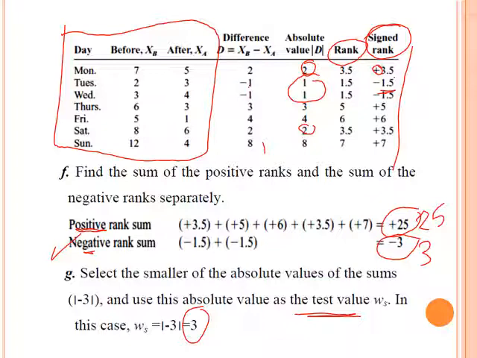So we will sum the positive ranks together and the negative ranks together, and we get positive 25 and negative 3. After adding the positive rank sum and negative rank sum, we will take the absolute value for the negative rank sum. So the absolute value equals 3, and we have 25. We will take the smallest number to be our test value. This is the third step, to get the test value.